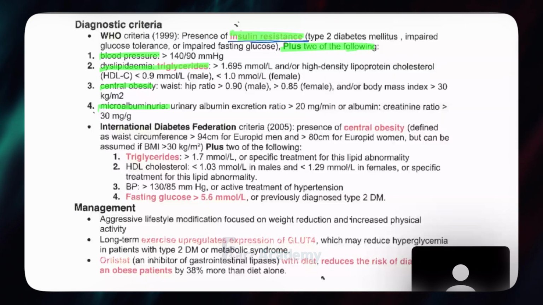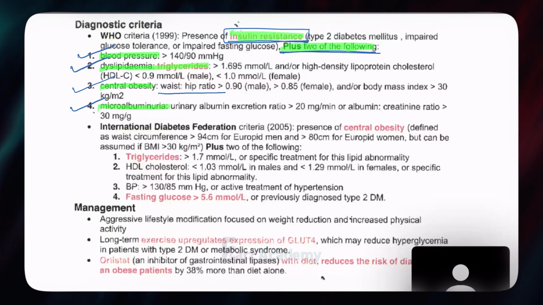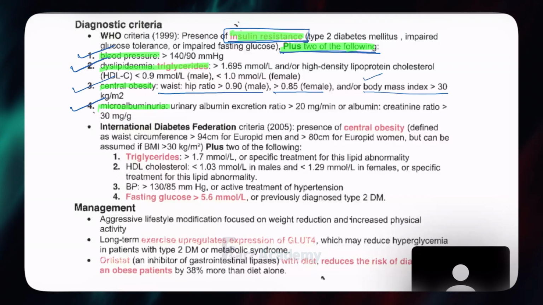Insulin resistance plus two of the following. Blood pressure is high, dyslipidemia is there, central obesity, microalbuminuria, and these things. And how do we define central obesity? Waist to hip ratio more than 0.9 in males, more than 0.85 in females, or a BMI more than 30. This once again has repeatedly been asked.